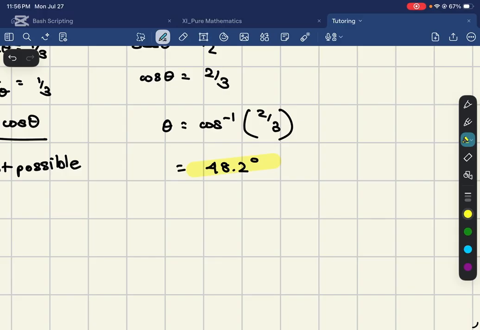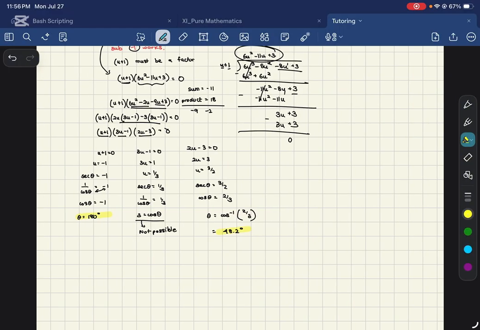So my laptop is not working. Okay, it's working now. So yeah, 48.2 and 180 degrees.